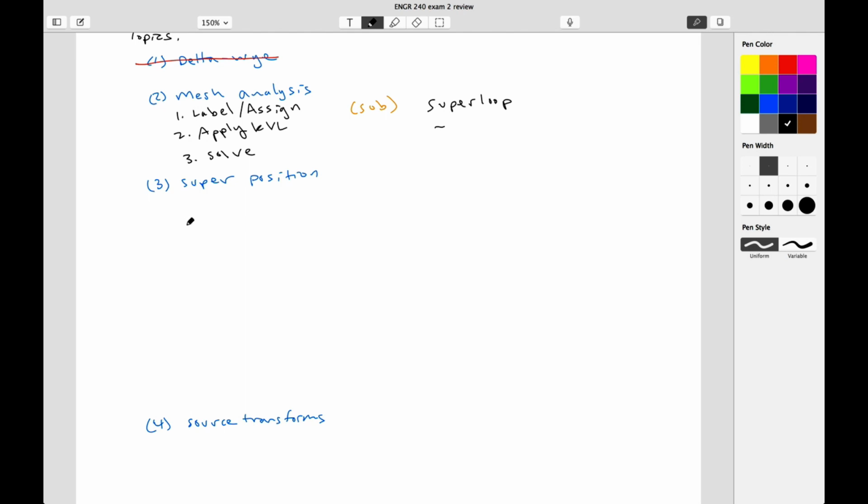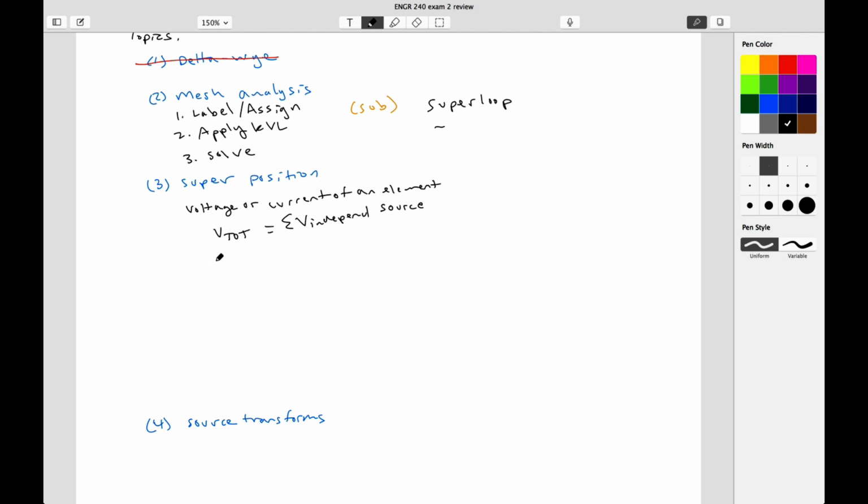All right, superposition. What superposition tells us is that the voltage or current through an element is equal to the sum of the stuff from each individual. So basically, the sum of V for each independent source is equal to V total.